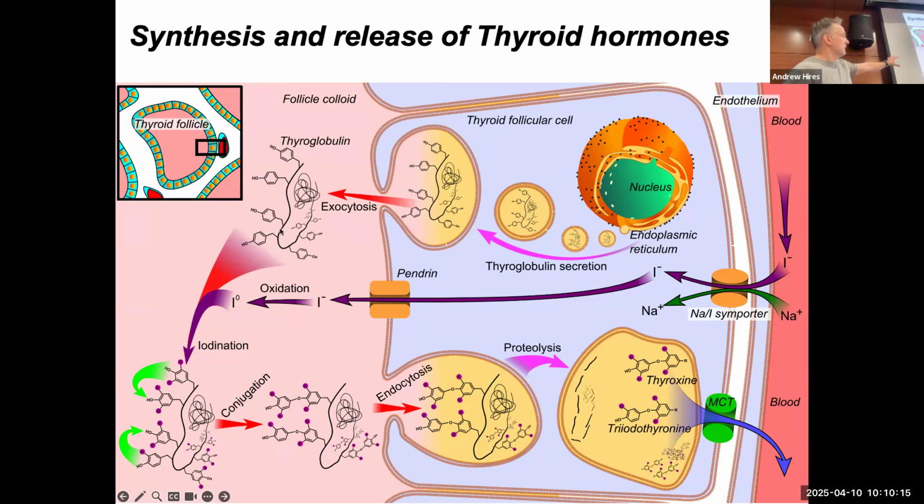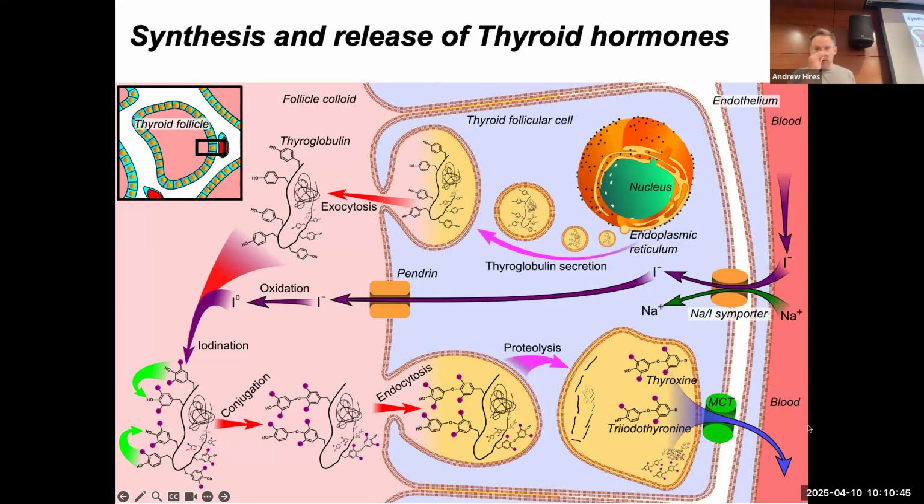There's going to be an iodination step here. So enzymes are going to put iodine atoms at two locations on these tyrosines. And then there'll be a conjugation step, which covalently links neighboring tyrosines together that are iodinated. Then this is going to get cleaved up and exocytosed as completely iodinated thyroxine or partially iodinated triiodothyronine released into the blood.